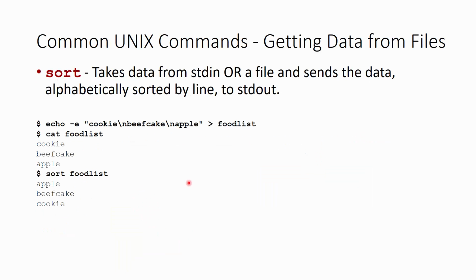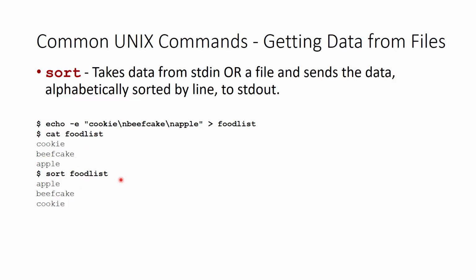Let's look at the sort command. So the sort command is going to take data from standard in, or it will take data from a file, and then it sends that data alphabetically sorted by line to standard out. All right, so let's set this up. I'm going to use my echo -e command here to create cookie, new line beefcake, new line apple, and store that in a file called food list. Then I'll cat that food list file out just like we've seen before, and then I'll run the sort command.